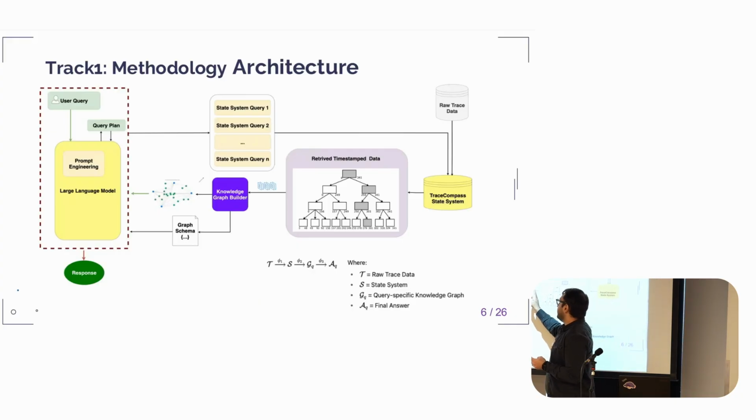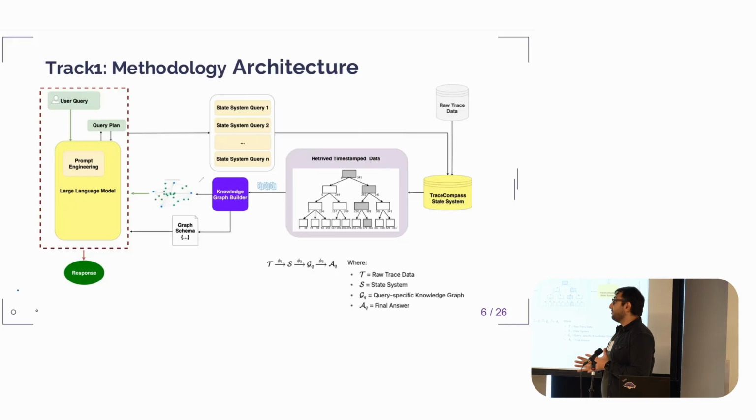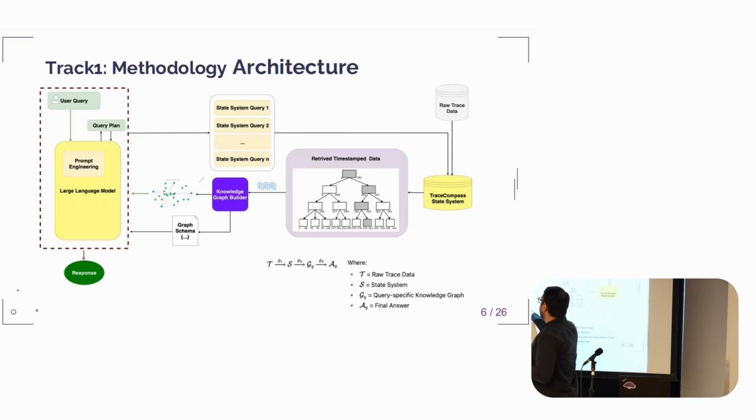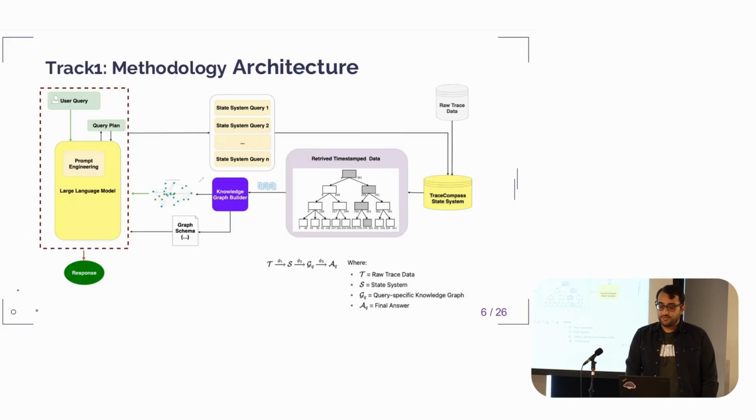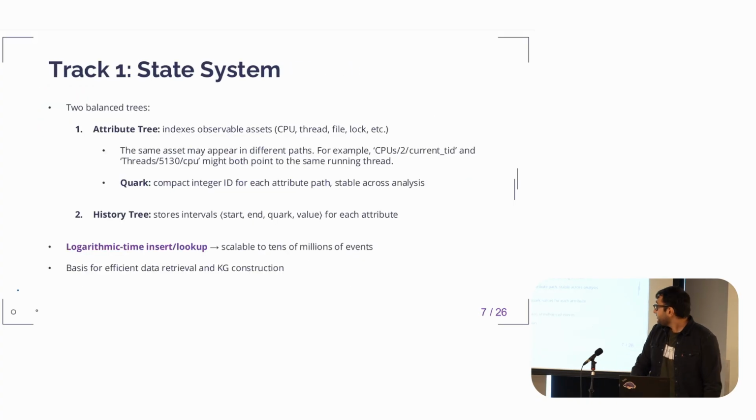Then we have the numerical output here, but it still lacks some semantics. And we know large language models suffer from hallucination, they're confidently wrong. So what we did to reduce that is build a knowledge graph based on these attributes and this data, and then pass that knowledge graph along with the schema to the large language model. So now it can answer system-related questions that are backed by trace data. So this is the general architecture and general methodology of our work.